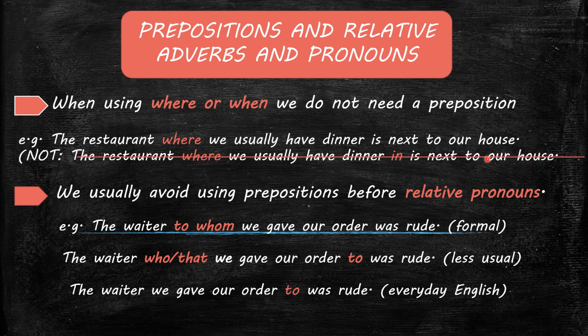We usually avoid using prepositions before relative pronouns. Example, the waiter to whom we gave our order was rude. This one is formal. In this case, we use a preposition before the relative pronoun. The next one is less usual. The waiter who or that we gave our order to was rude. The next one is the one that we use in everyday language. The waiter we gave our order to was rude. And that's the correct one.